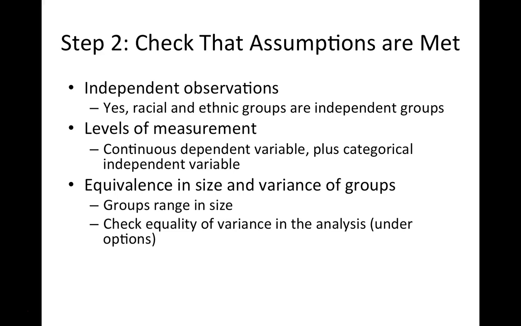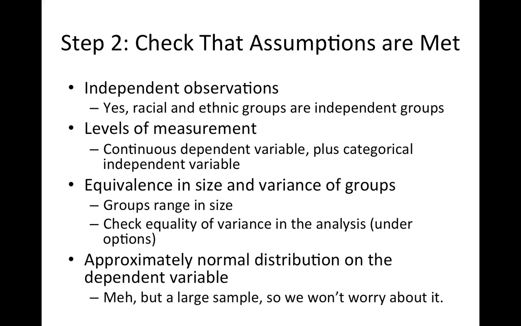We'll check the equality of variance in the analysis, and that's under the options button when you go through to do the ANOVA. So at the same place where you check descriptives under options, just a couple of boxes down from there is the option to check the variance of groups. We'll talk a little bit more about situations in which this might be violated, but these groups definitely are different in size in this situation.